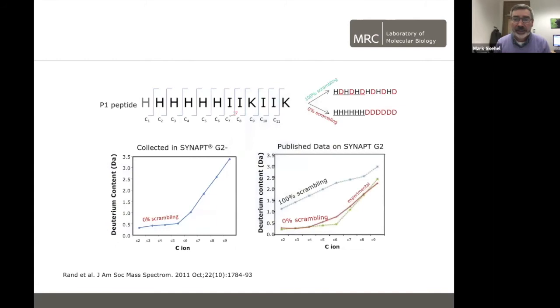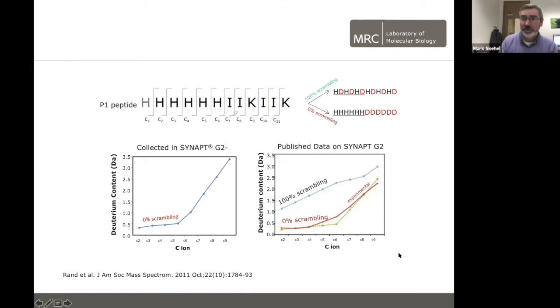And this just shows you, again, this is an MSE approach rather than DDA. But this is a peptide that Casper Rand came up with a few years ago to look at this. And so, you know, here they're using pretty much the same instrument we are. So in classical CID, there's no scrambling here. If you then deuterate, you've got 100% scrambling. Whereas on the green line here, with ETD we can look at the amino acids. Okay.